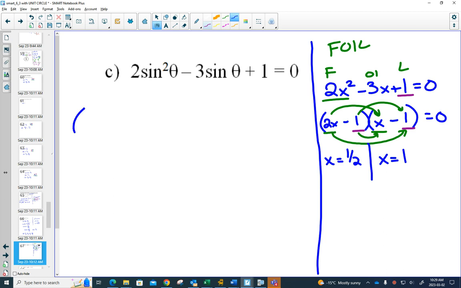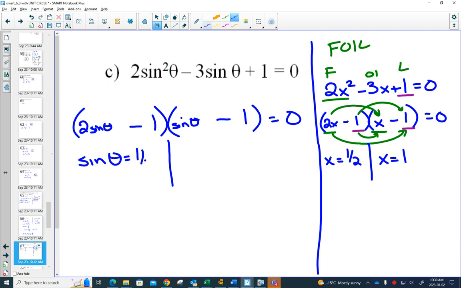In grade 12, in trigonometry, now we're doing the same thing. Except to get 2 sine squared, the only possibility would be 2 sine theta and sine theta. To get 1, our possibility is 1 and 1. And we need our outside and our inside to make negative 3. So the outside will be negative 2, inside will be negative 1. This gives me negative 3. Splitting this up.